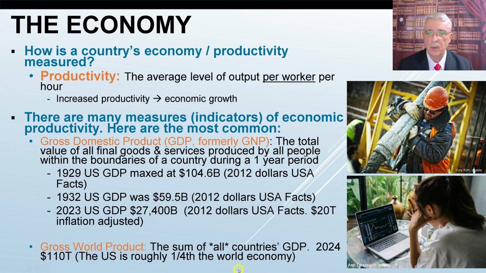Now, the gross world product is the sum of all countries' GDP. So that's everybody in the world doing this, every country added together. And in 2024, it was roughly 110 trillion. So the US is roughly 1/4 of the world's GDP. So a very significant player.